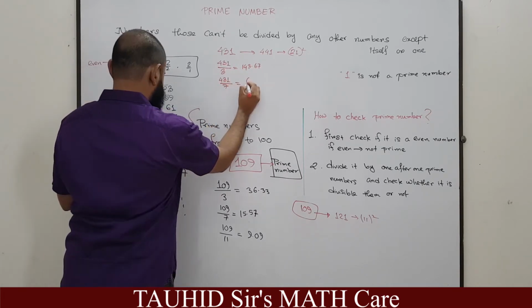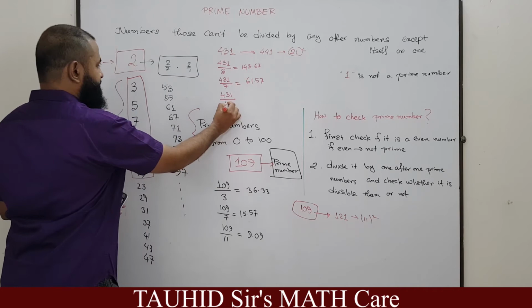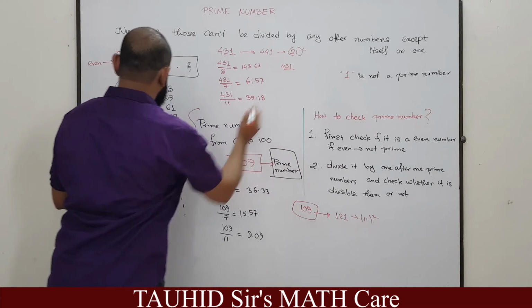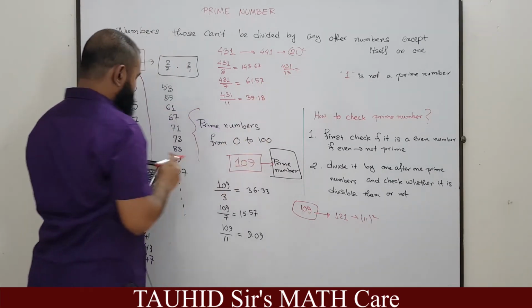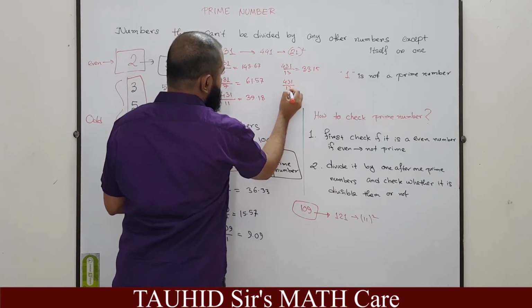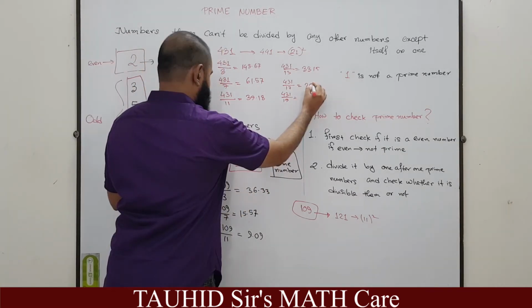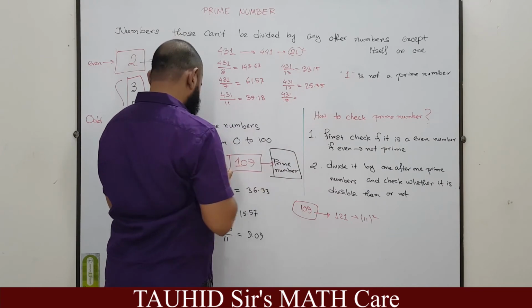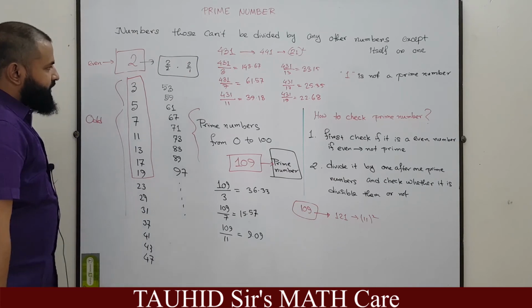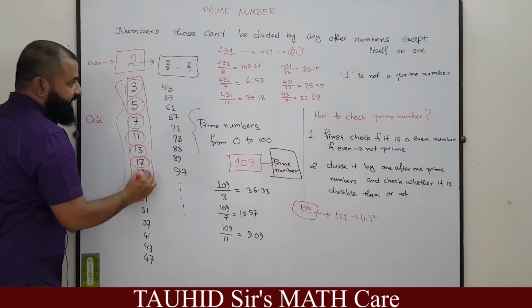431 by 7 is 61.57, not divisible. 431 divided by 11 is 39.18. 431 divided by 13 equals 33.15. 431 divided by 17 is 25.35 and 431 by 19 is 22.68. So we checked 431 by 3, by 5, by 7, by 11, by 13, by 17, by 19.